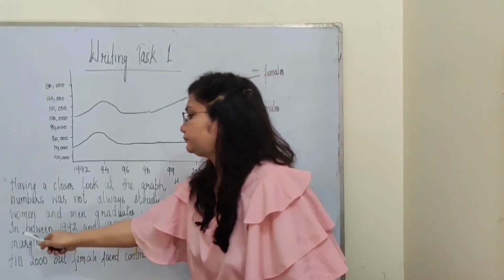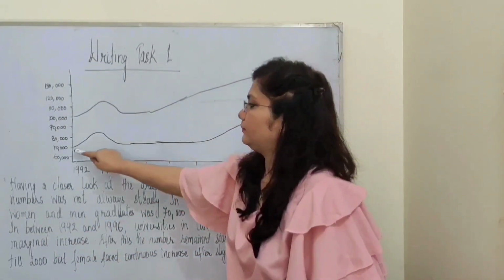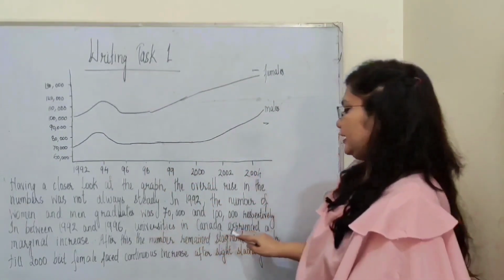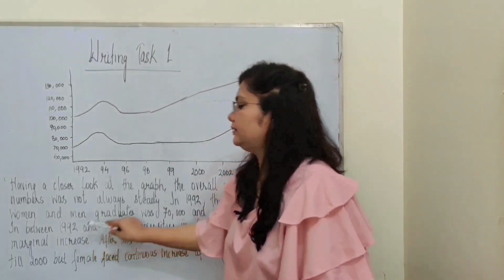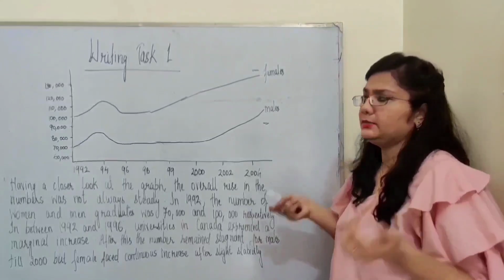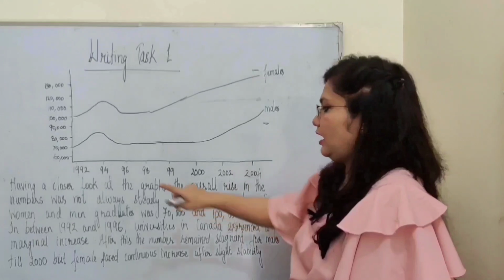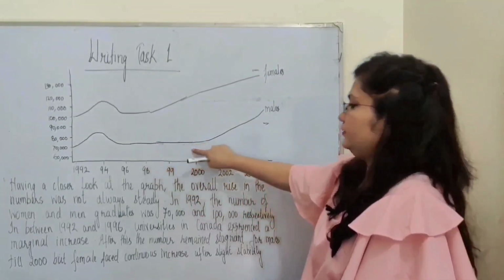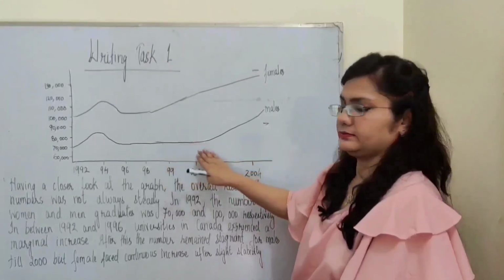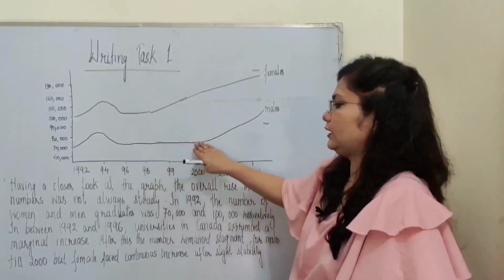Okay, after that, in between 1992 and 1996, I am talking about this. Universities in Canada experienced a marginal increase, meaning a minor increase, or you can say a minimal increase. But after that, what happened? After that, this number remained stable or stagnant for males for many years. You can write this as well, for many years, or till 2000.